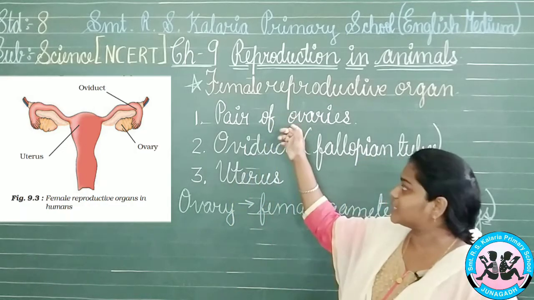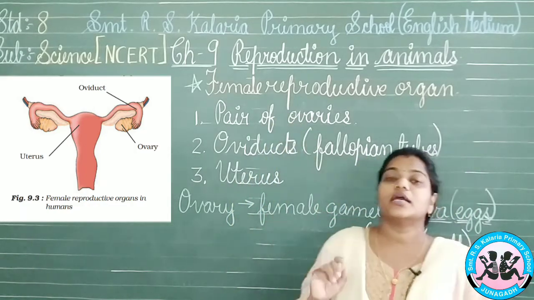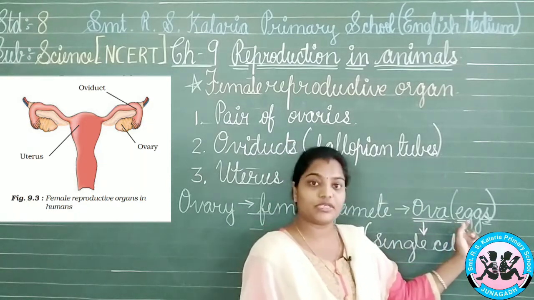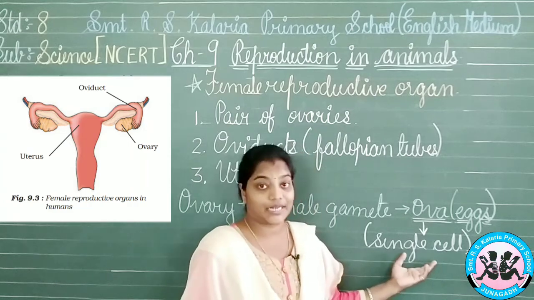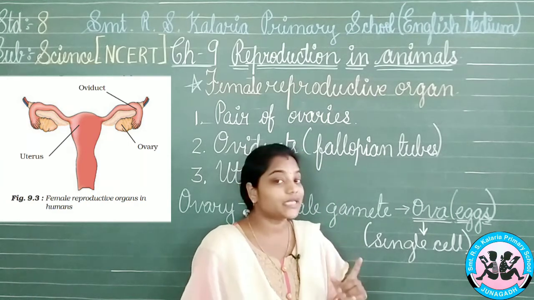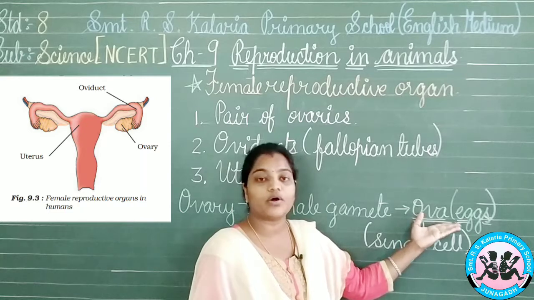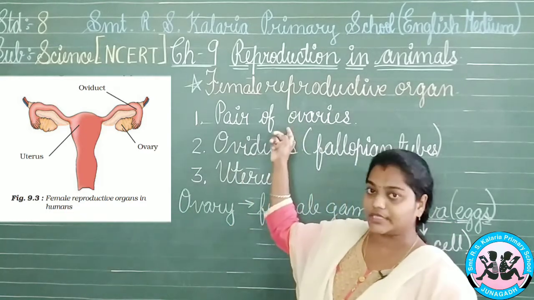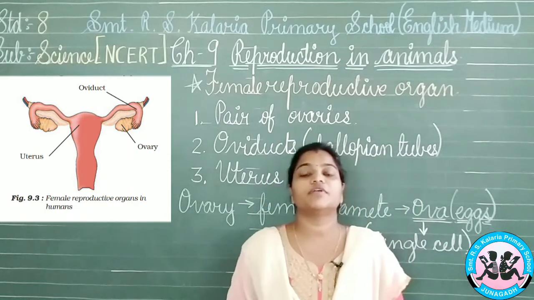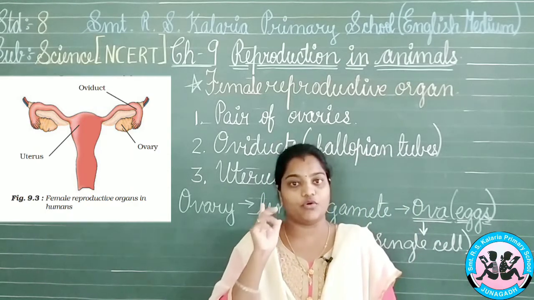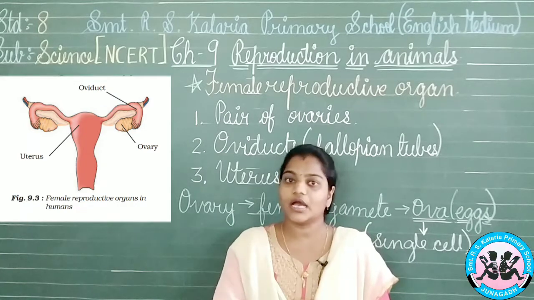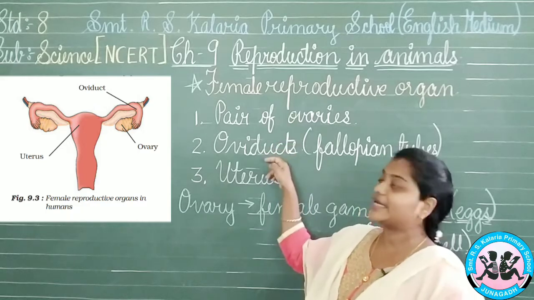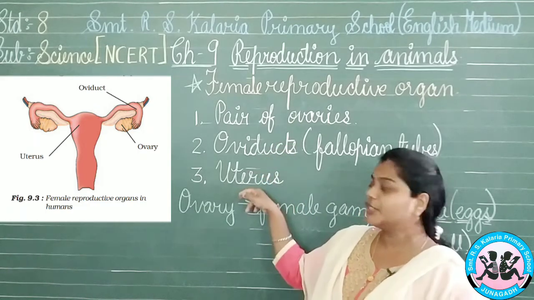Now, the ovaries will be producing the female gamete, known as the ova or the eggs. Now, these will again be a single cell, as we know that the sperm was also a single cell. In the same way, we have the ova or the egg also as a single cell. It will be released from the ovaries every 1 month. It will be released from either of the ovaries, either from the left or from the right, each month. Next, it will be carried by the oviduct up to the uterus.